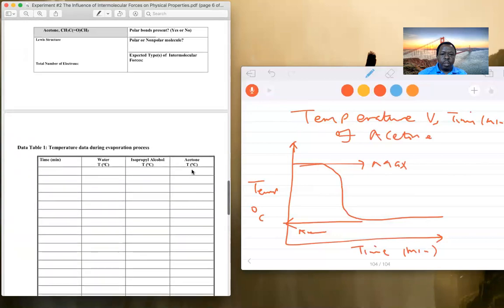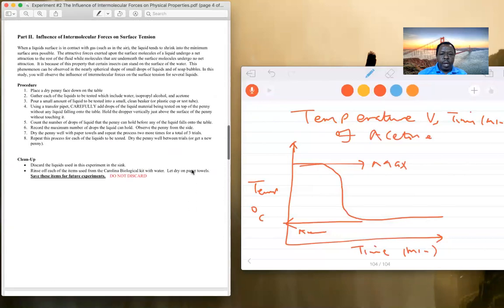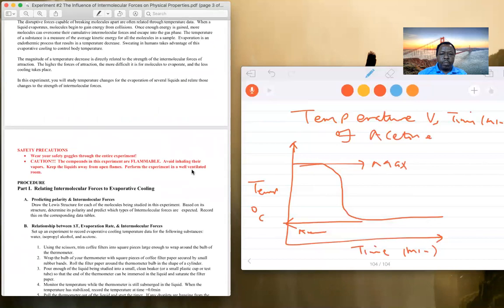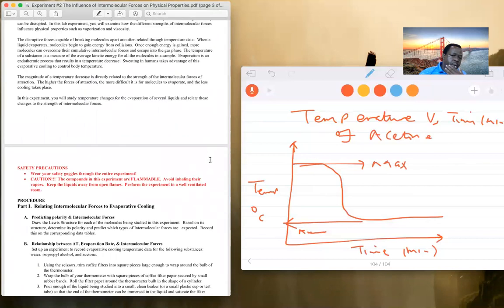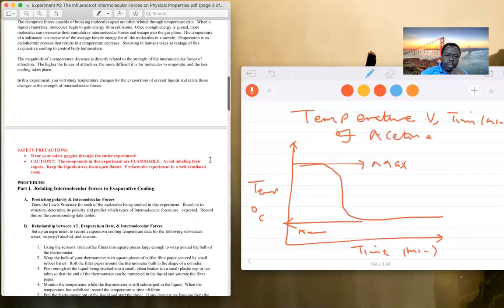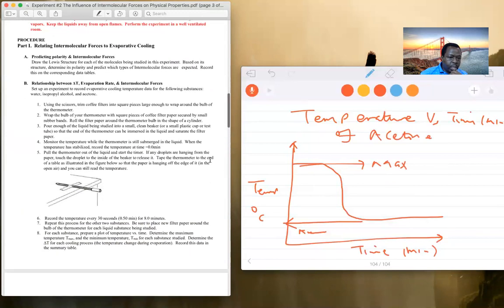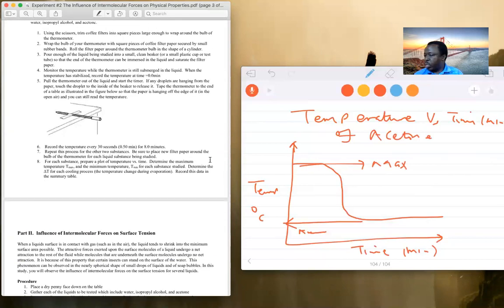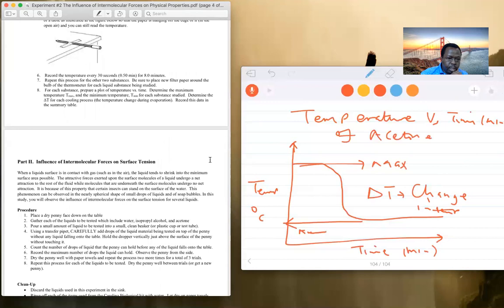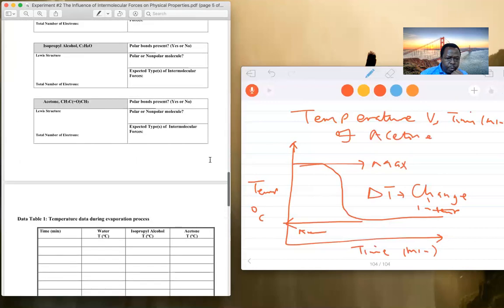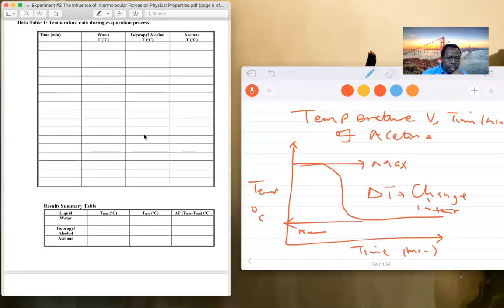You will do that for acetone, for H2O, and isopropyl. So you're going to repeat the same thing for the 3 substances and find the change. This means change, all right? You know what it means, change in temperature. That means maximum minus the minimum. You will do it for both; this is just for time, change in time.